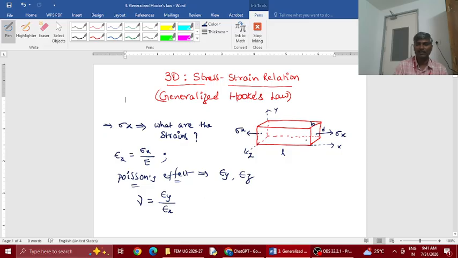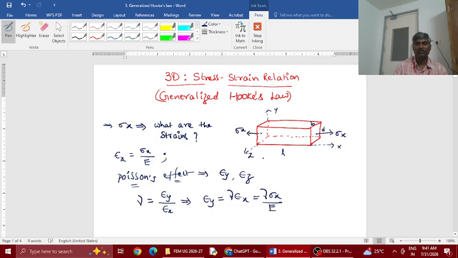So if this is the stress direction, we say this is longitudinal. The other directions are lateral. Now what we want is the strain in y direction, which is nothing but the Poisson's ratio, called nu, into epsilon x. Epsilon x is nothing but sigma x by E. So nu into sigma x by E is the strain in y direction.